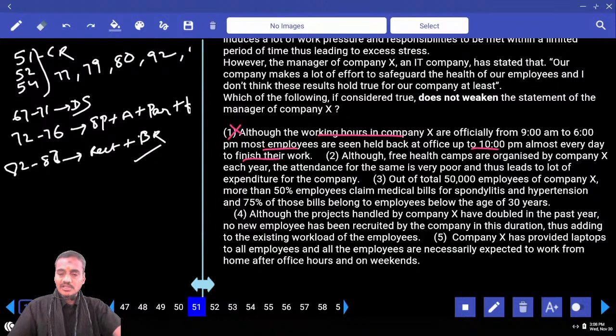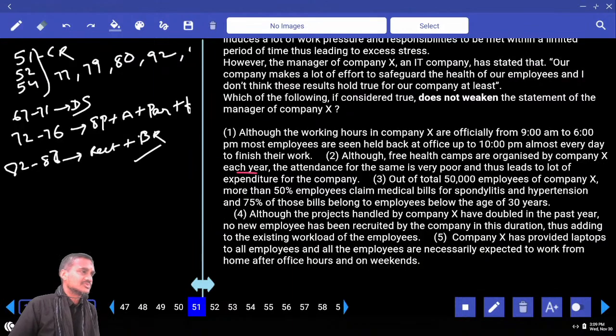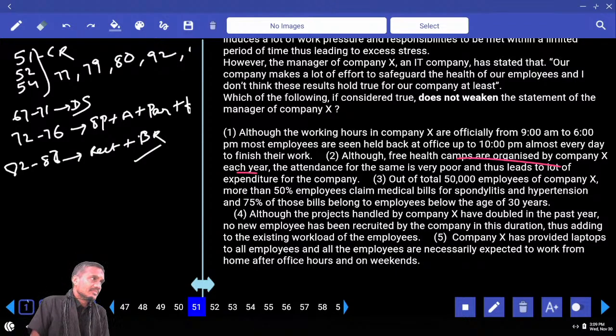దెన్ సెకండ్, ఆల్దో ఫ్రీ హెల్త్ క్యాంప్స్ ఆర్ ఆర్గనైజ్డ్ బై కంపెనీ ఎక్స్ ఈచ్ ఇయర్, ద అటెండెన్స్ ఫర్ ద సేమ్ ఈజ్ వెరీ పూర్ అండ్ thus leads to a lot of expenditure for the company. సెకండ్ వన్ చూడండి, ఈ కంపెనీ ఎక్స్ ఏం చేస్తున్నారు చెప్పండి, ఫ్రీ హెల్త్ క్యాంప్స్ రన్ చేస్తున్నారు. అండ్ చేసినప్పుడు కూడా చాలా తక్కువ మంది వస్తున్నారంట. అటెండెన్స్ ఫర్ ద సేమ్ అండ్ thus leads to a lot of expenditure for the company. ఓకే, దానివల్ల లాట్ ఆఫ్ ఎక్స్పెండిచర్ కూడా అవుతుంది అని అన్నాడు.